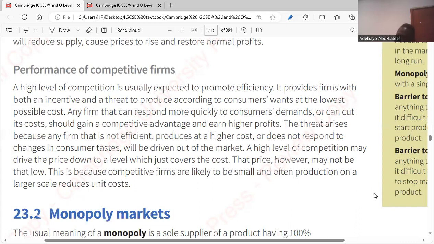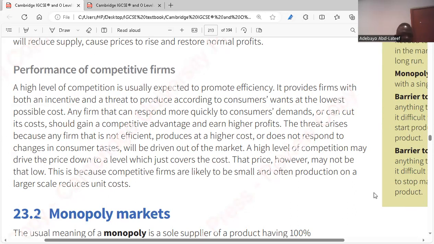In a competitive market, in the long run, they tend to make abnormal profits if the demand for their product increases. But if the demand for their product falls, a lot of firms will leave the industry. As a result, the output in that industry would fall. Prices will increase and they will start making normal profit. That is the behavior of a competitive market.